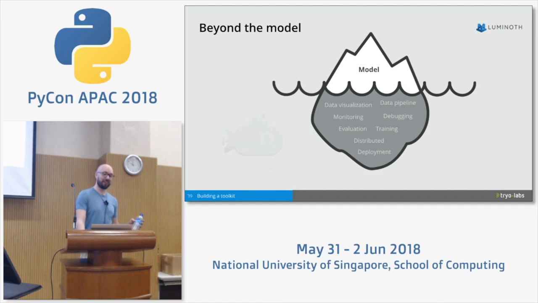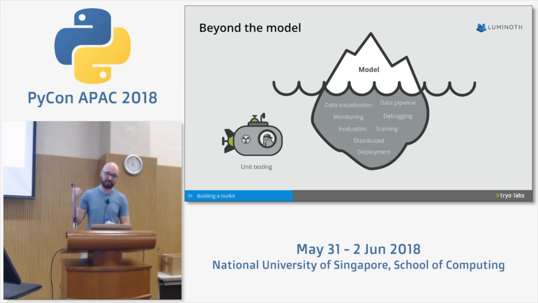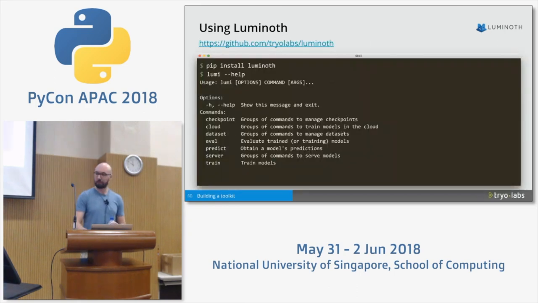And last but not least, unit testing, which is always forgotten in this kind of problem, but we think it's very important. So the Faster R-CNN part, at least, is very well covered in unit tests. So it's actually a good resource for learning how these things work, looking at the unit tests to see what it does. So how do I use this? Pip install, lumi help. There are several commands here.